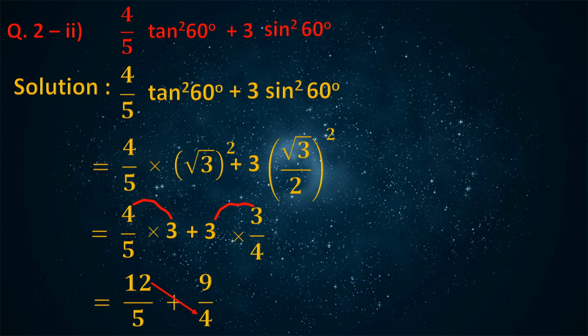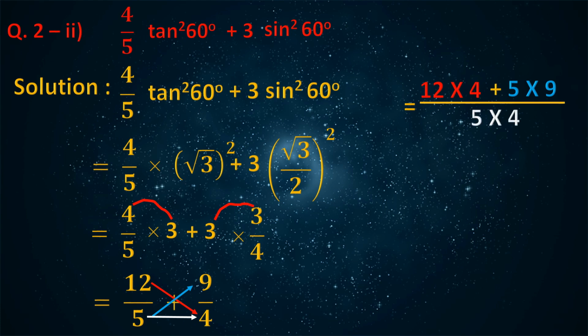12 multiplied by 4. Cross multiplication we are doing here. So 12 multiplied by 4 plus similarly 5 multiplied by 9. The denominators will also get multiplied, so it will give us 5 into 4. Now the multiplication: 12 4s are 48 plus 5 9s are 45 upon 5 4s are 20. 48 plus 45 is 93 upon 20.